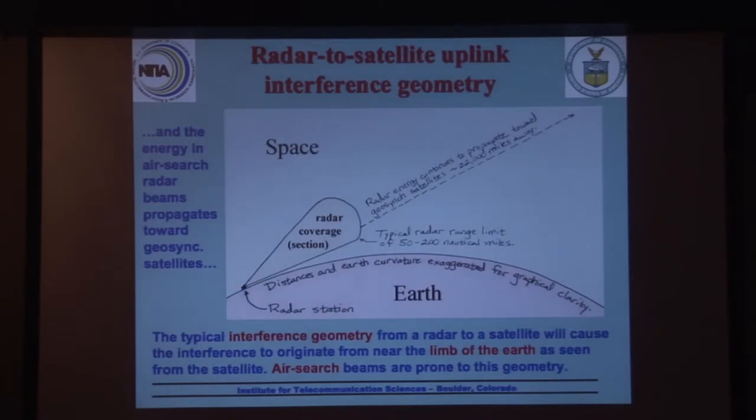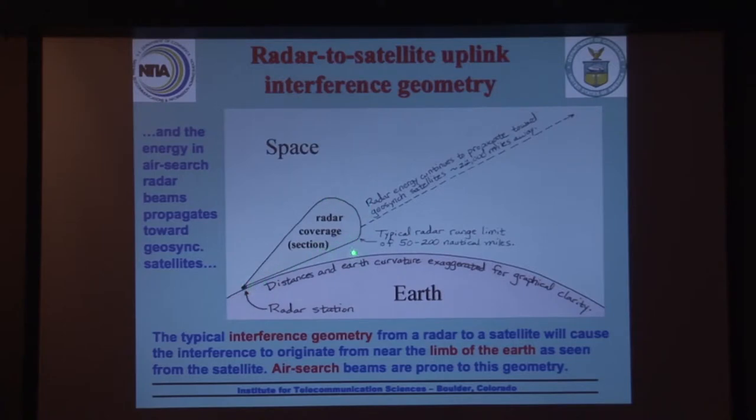Nevertheless, they're not always present. Now, geometry. The next piece of the puzzle is that a radar station on the Earth's surface, it could be a terrestrial station, or it could be a station which is on a ship at sea, or even a plane flying in the air, has a beam that's shaped like this in cross-section if it's an air search radar.